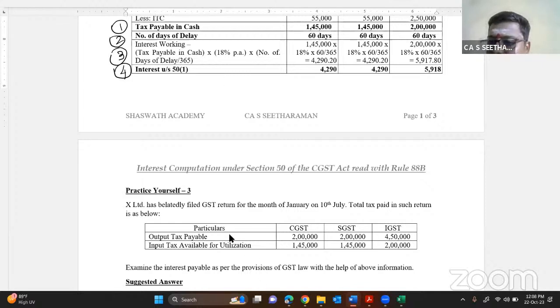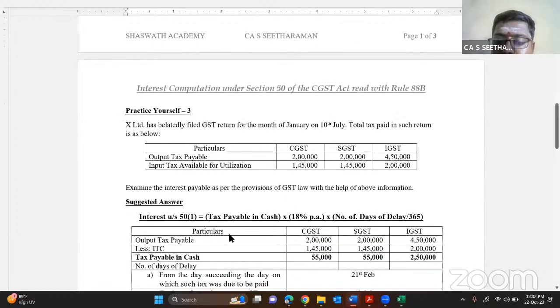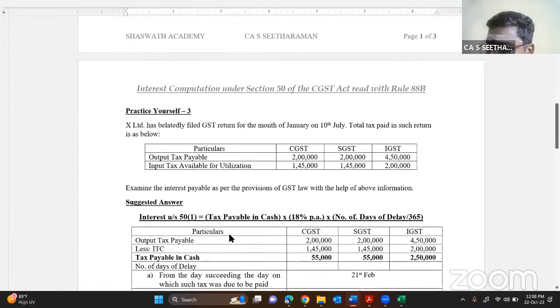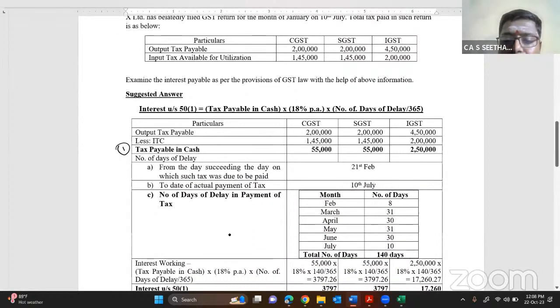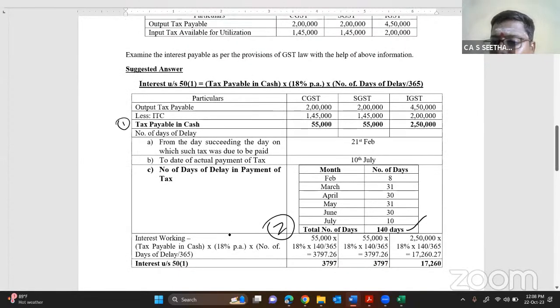Excellent, guys. And see, I'm getting two different answers. But let's go ahead and validate. Very importantly, I'm sure in the first step, all of you would have got the tax payable in cash, right? Second step, number of days calculation. You should get 140. That's a second step mark for you. Third, the calculation. And guys, you are nailing it to perfection.